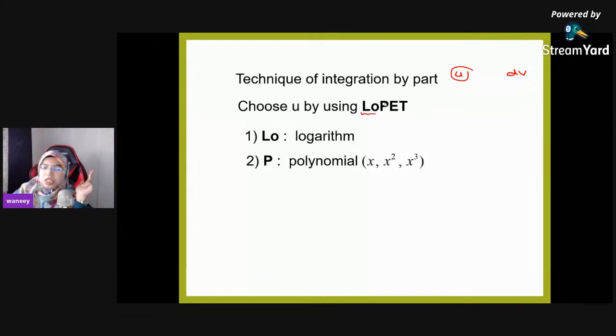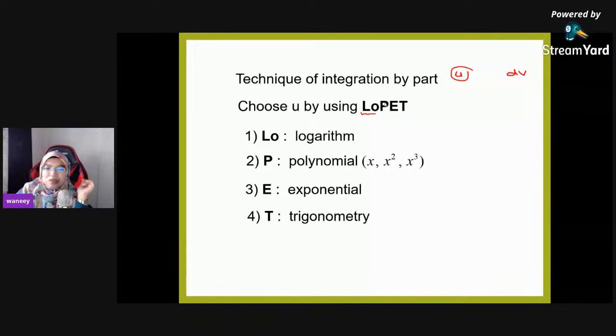E stands for exponential function. So for example, e to the power of 2x, e to the power of 3x, and so on. Those are exponential functions, as well as a to the power of x. And then T, trigonometric function. Trigonometric will be the last one, because if we differentiate a trigo, we're going to get another trigo. Normally we want something that is much easier. So that is why we put our trigonometric function last. So logarithmic function, polynomial, exponential, and trigonometric.